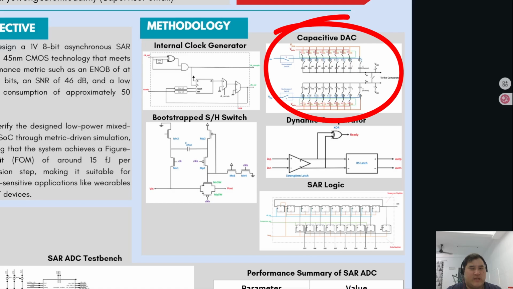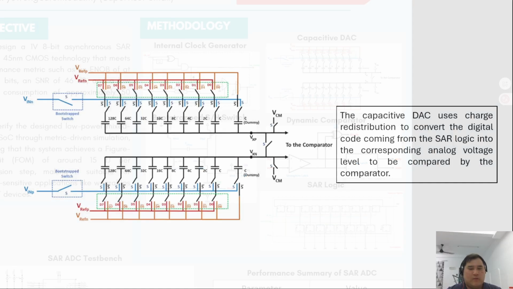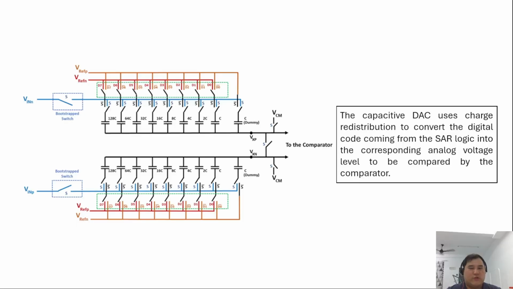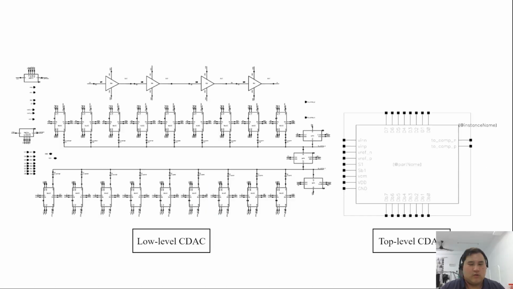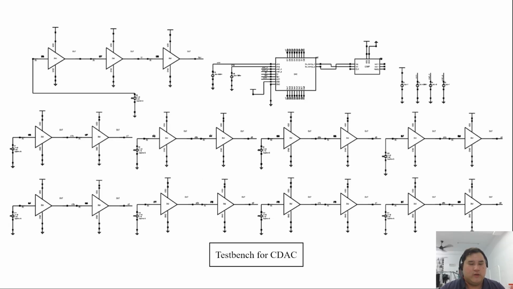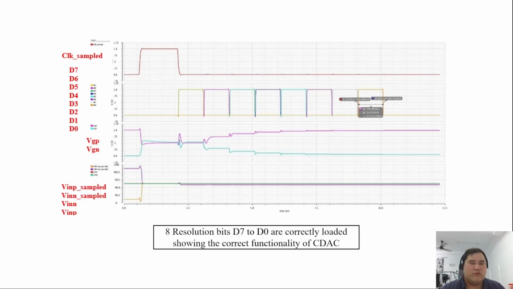The third circuit design is the capacitive DAC. The capacitive DAC uses charge redistribution to convert the digital code coming from the SAR logic into the corresponding analog voltage level to be compared by the comparator. This is the low-level and top-level schematic of the capacitive DAC. This is the test bench for the capacitive DAC. This is the corresponding transient response of the test bench. From the waveform, we know that the 8 resolution bits D7 to D0 are correctly loaded, showing the correct functionality of the capacitive DAC.